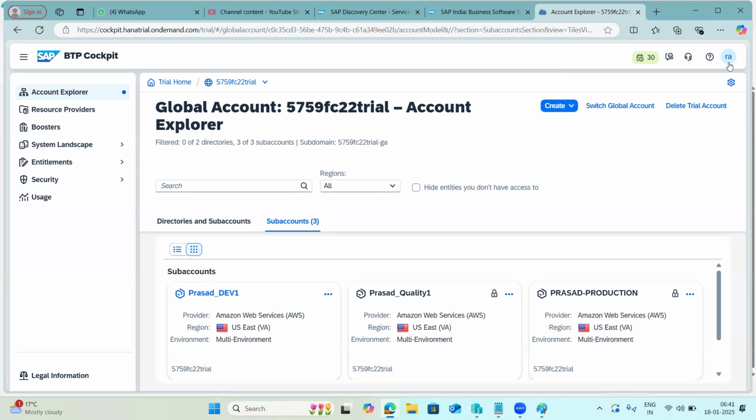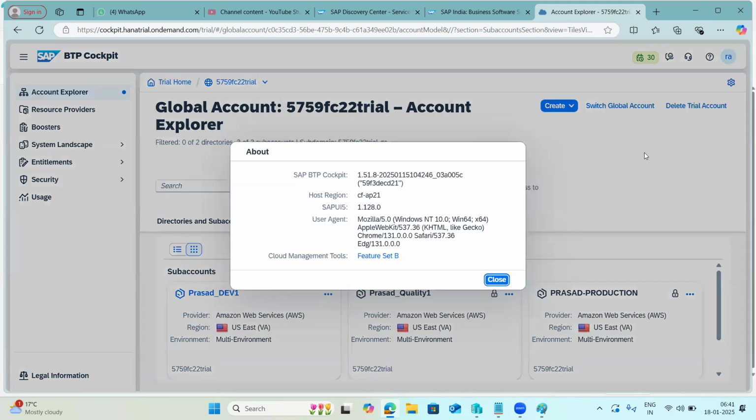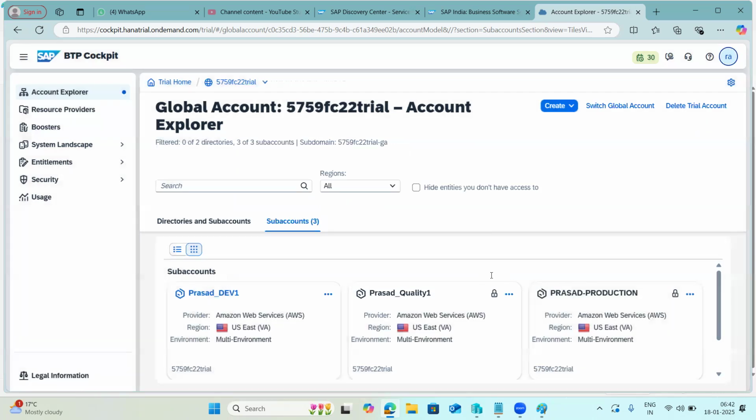This BTP cockpit also has a version. The current BTP cockpit version is 1.51. It runs on SAP UI5, and in terms of user agents, it works on Mozilla, Chrome, Edge, Apple, and so on. The main thing you need to remember, because sometimes people may ask you what the version of the BTP cockpit is, is 1.51.8. That is the main thing to remember, the BTP cockpit version.